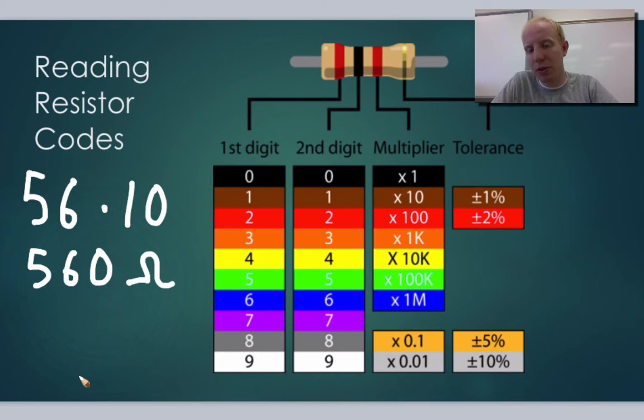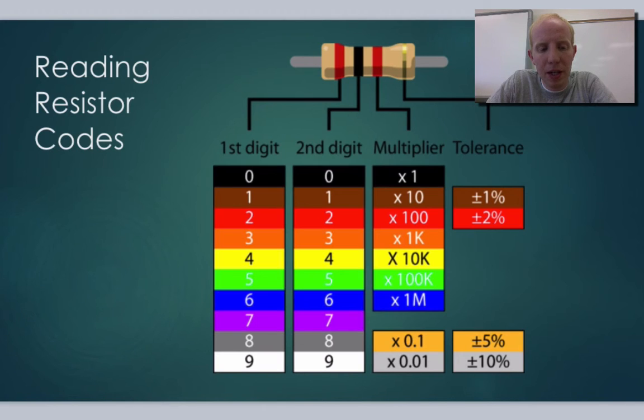And it's also a really cool system because you can represent any number because of this multiplier. You can get up to millions of ohms all the way down to 1/10 of an ohm or 100th of an ohm. So it's a very clever way to make these resistors so that you can read them even if the text is too small to read. So there you go. That's how you read a resistor code.